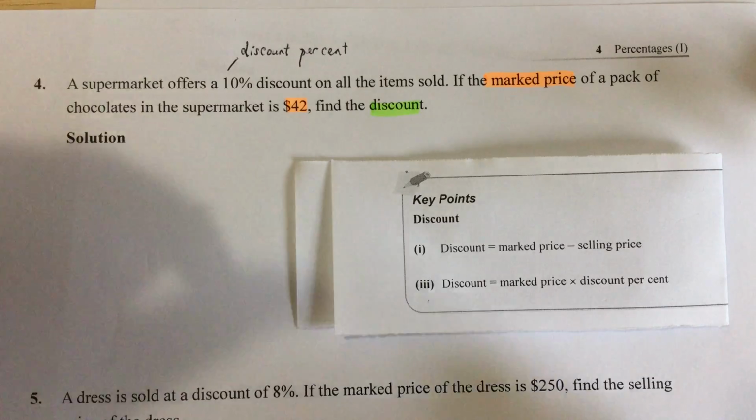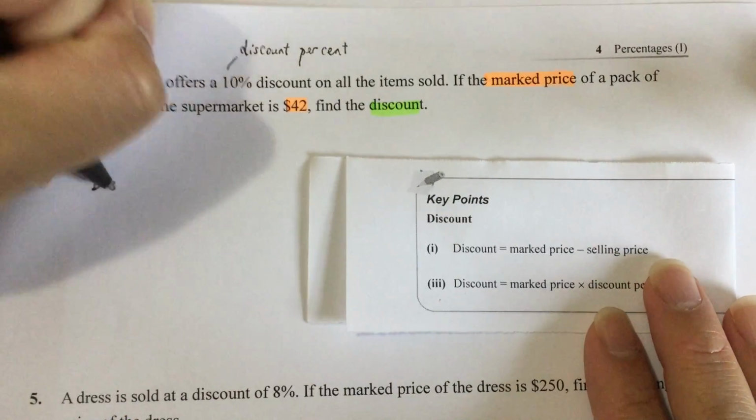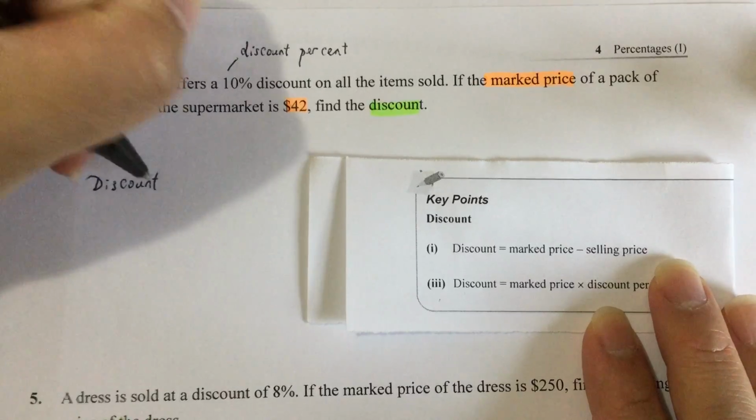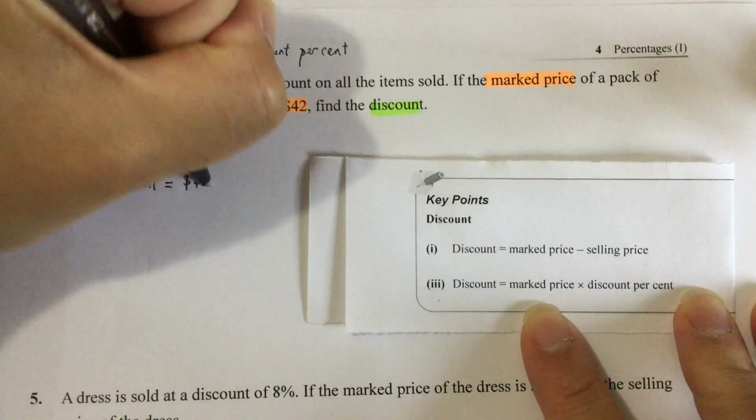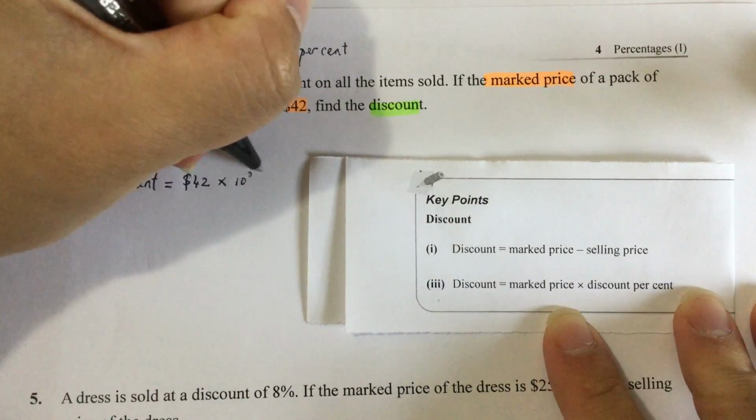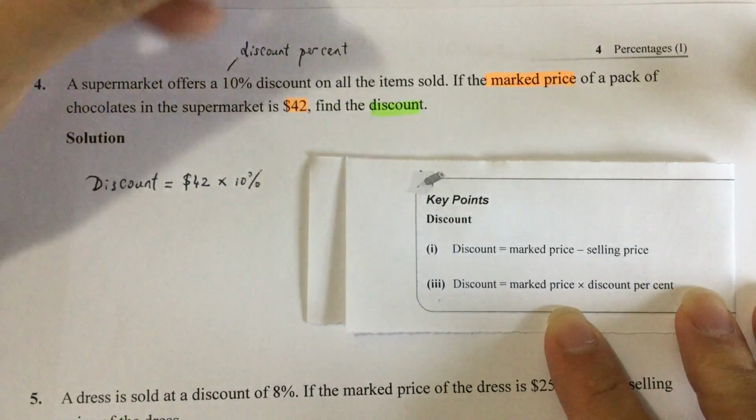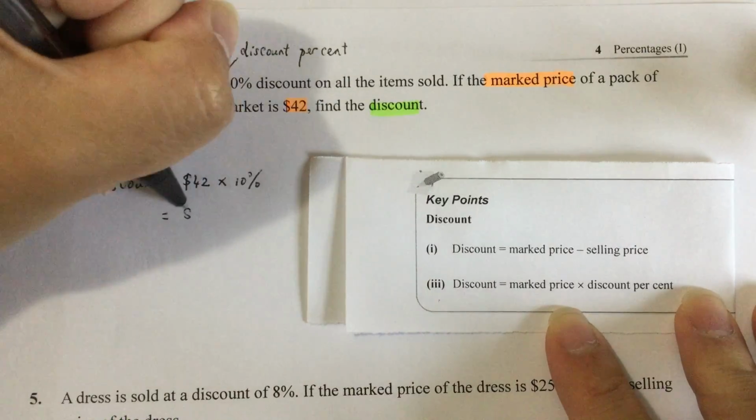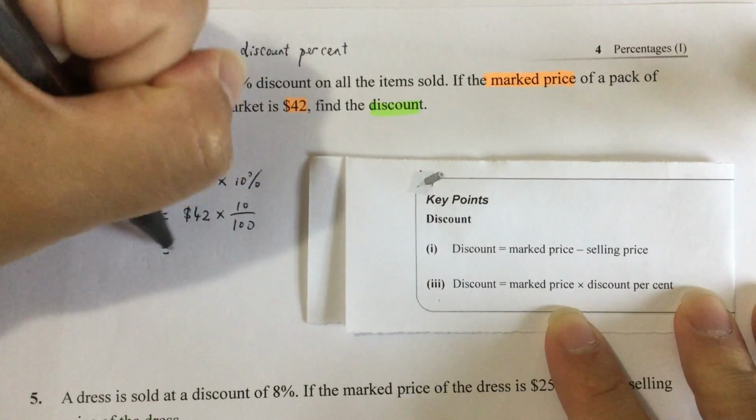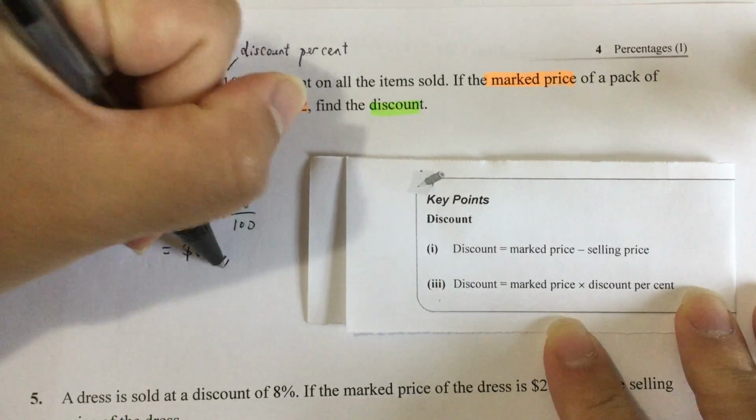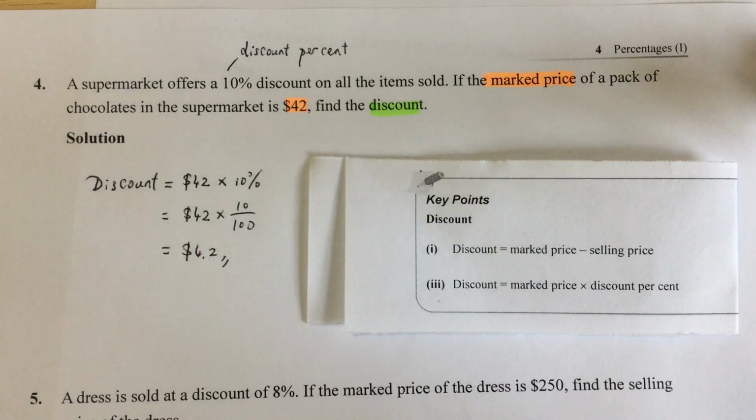Okay, now we will do the answer. The discount will equal the $42 times the 10%. So you will see immediately 42 times 10 over 100, and you got $4.2 for this question. So I will finish it. I will stop here for 10 seconds. So please try to understand these questions.